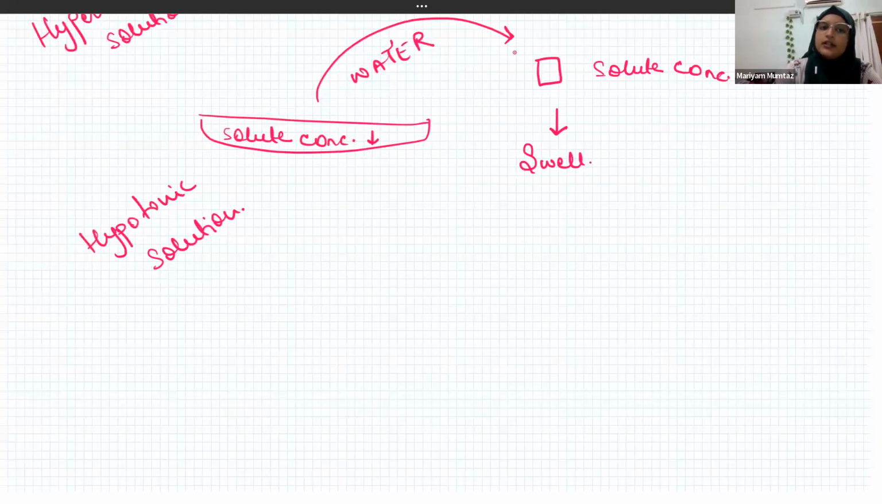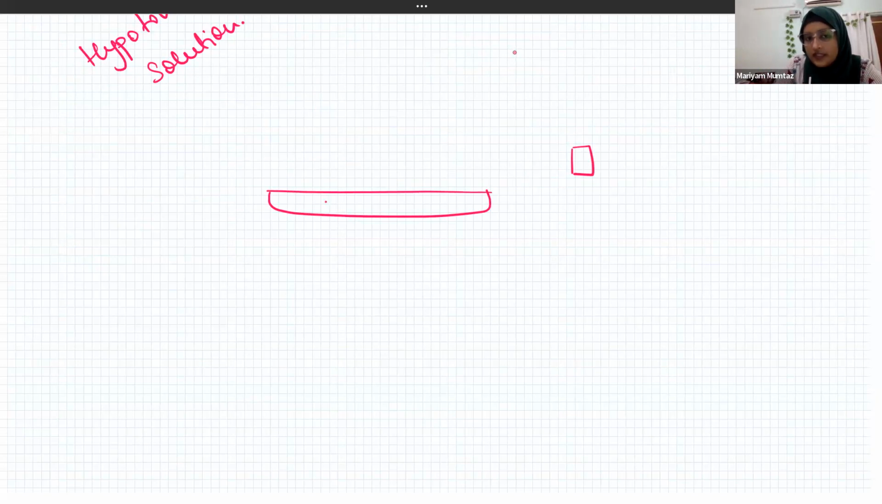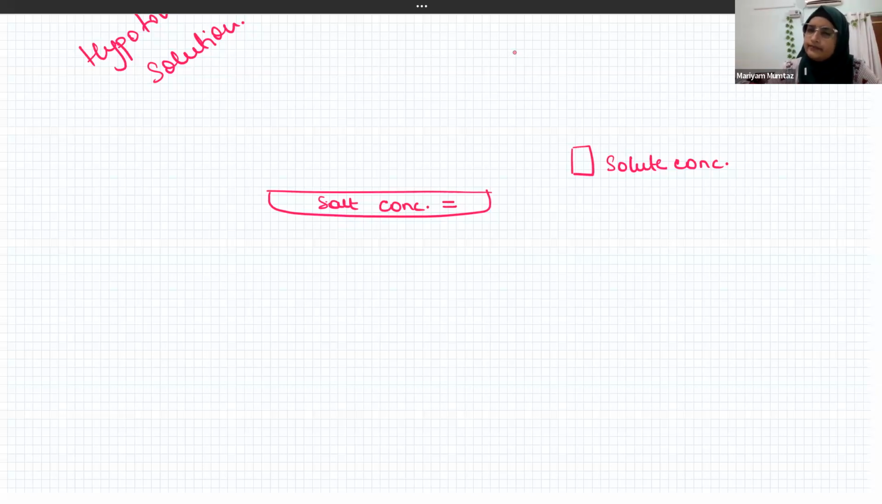Now, the third and very interesting case wherein the salt or the solute concentration of this place is equal to the solute concentration here. Now what will happen? Where would the water go now? Nowhere. It would be in the same place. Are you sure? It will move out and in again, so this will keep repeatedly going on.